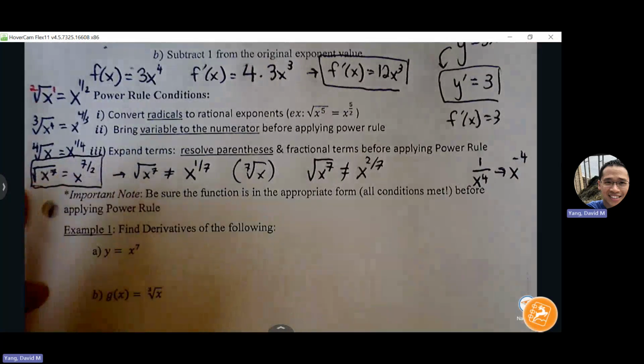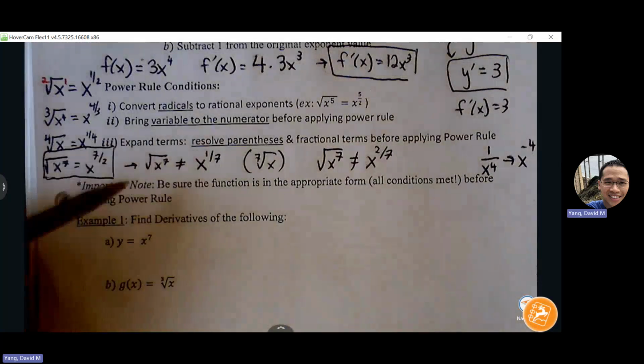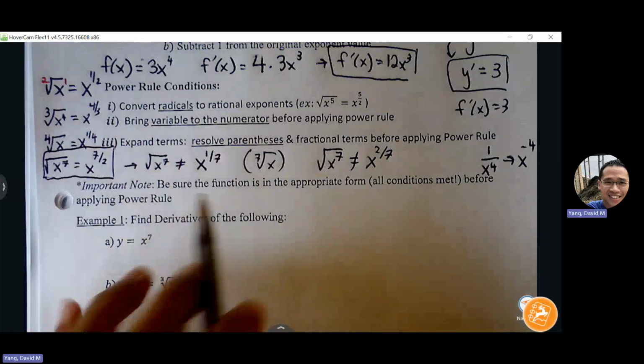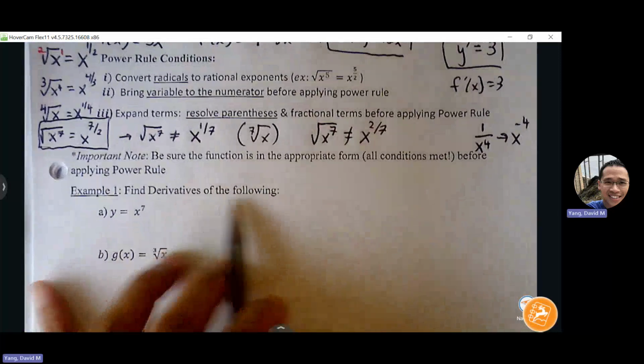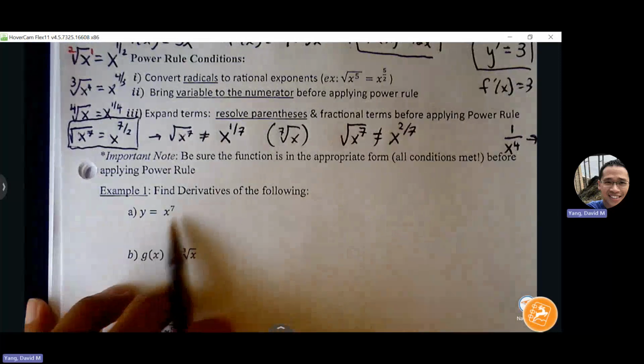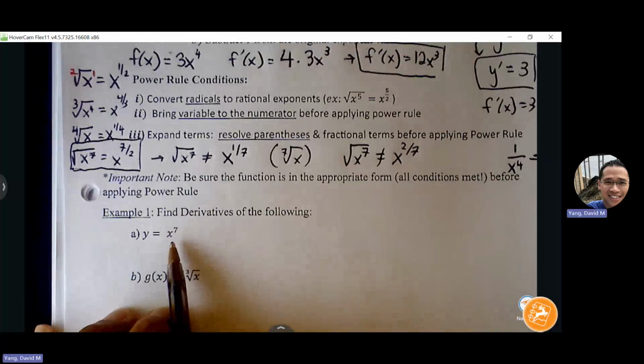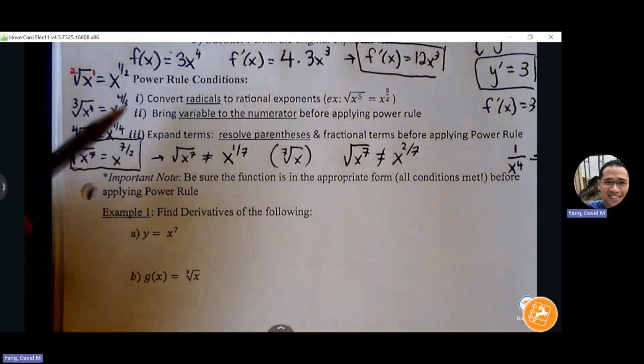Okay, so I'm throwing a lot at you right now, so we'll just go back and revisit the conditions as I go through each problem. It says find the derivatives of the following. y equals x to the 7th. Are there any issues here that need to be taken care of, or is this ready to go? It's ready to go, right?